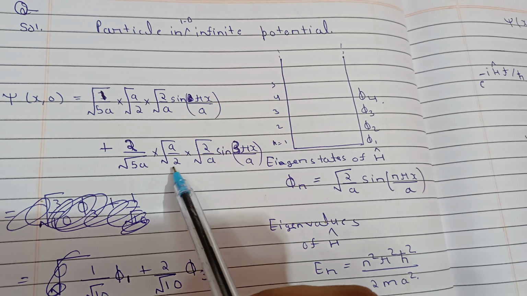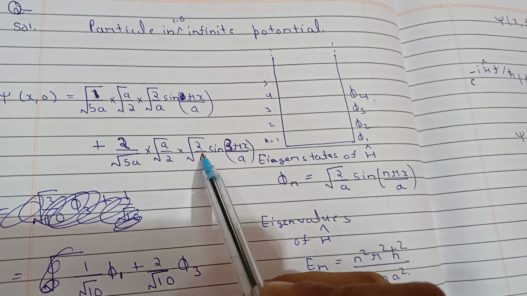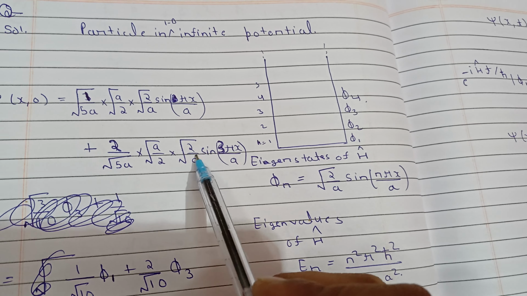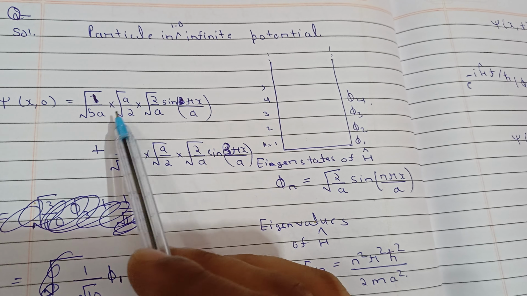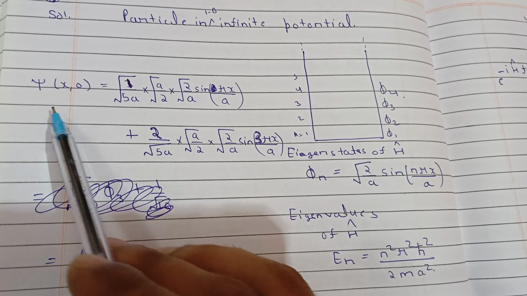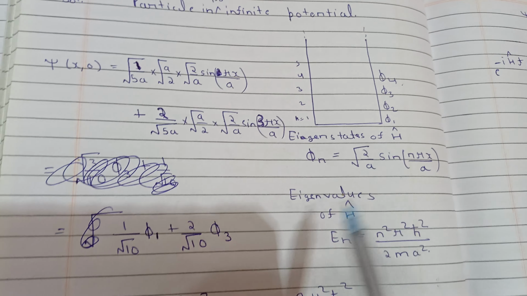Now again for the second one, we just multiply and divide by this same thing. This will give you 1 again, and this is nothing but sin 3 pi x by a, so it will be phi 3. So this is your coefficient for phi 3, and this is the coefficient for phi 1. So this wave function can be written in the form of eigen wave functions as this.